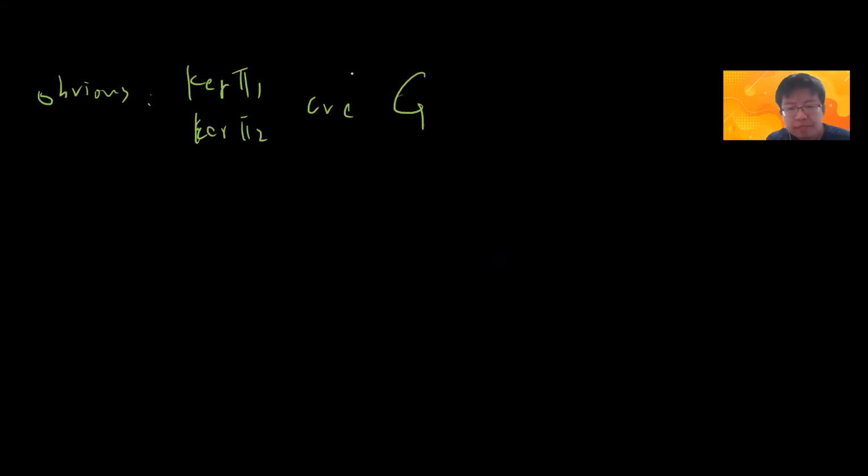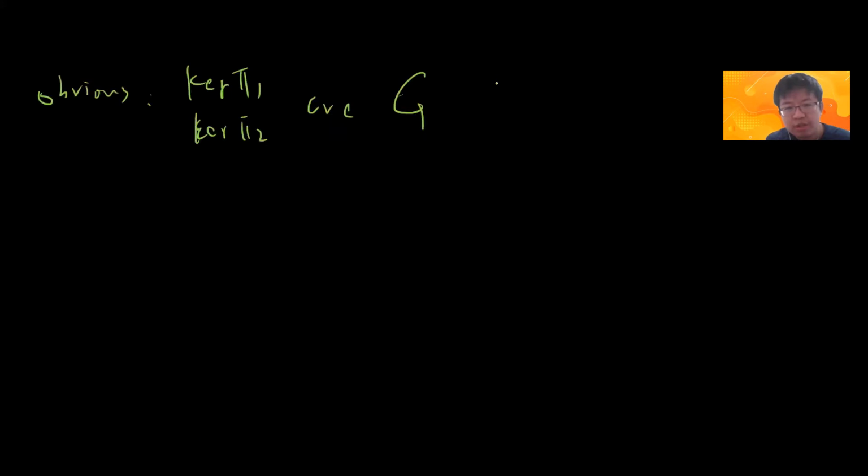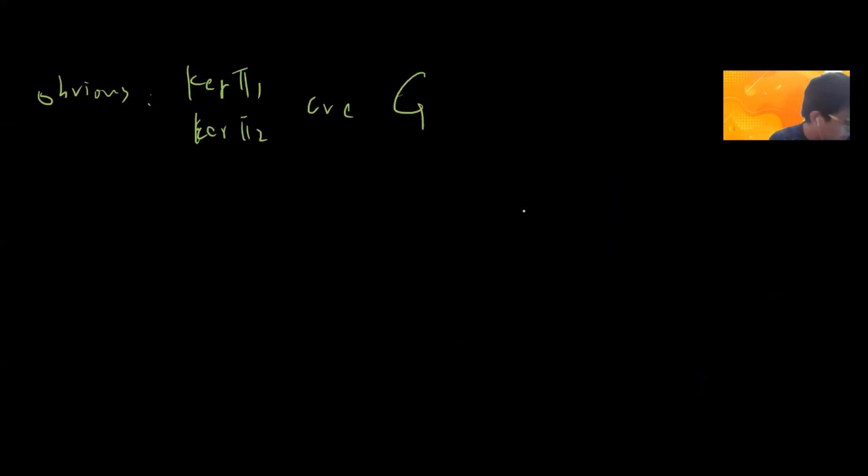So obviously if this is true, then we already get that A is G1, B is G2, and they are normal. So I basically already verified these statements. I only need to verify that their intersection is 1. By definition, the kernels of pi1 and pi2 only intersect in the identity. So the remaining step is to show that AB is G.